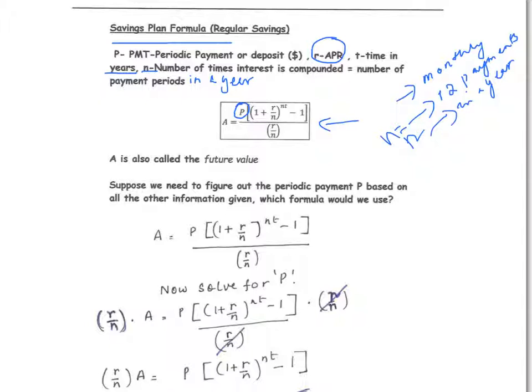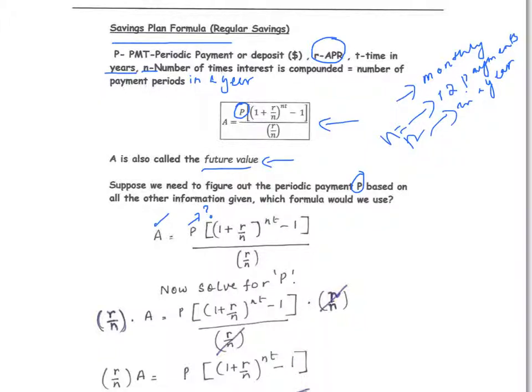So this is the formula that we use when we're trying to figure out A, the accumulated value after a certain number of years, or the future value of an account given all the other details. Now, suppose from this same formula, we were supposed to figure out the periodic payment given the accumulated amount. So let's say the accumulated amount was given to us, and what we needed to figure out was the periodic payment. Then all we have to do is use a little bit of algebra.